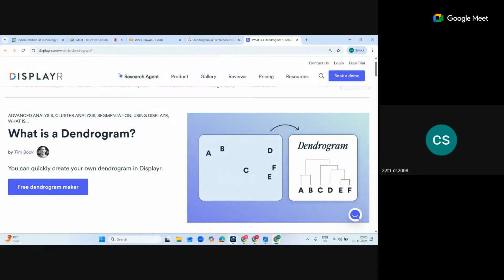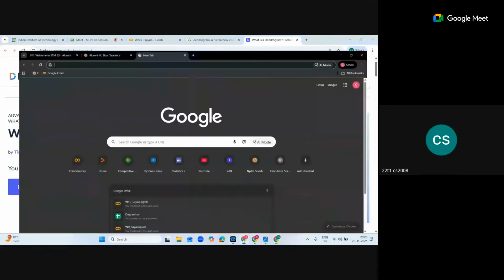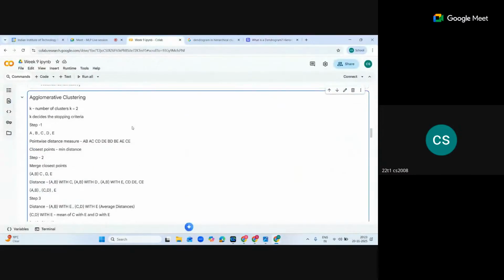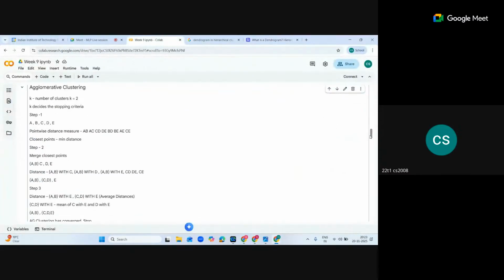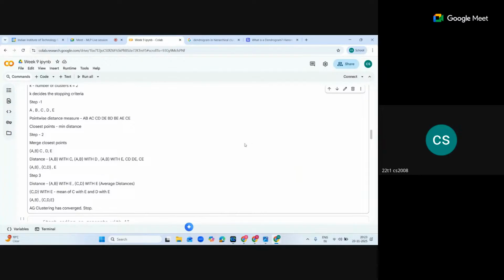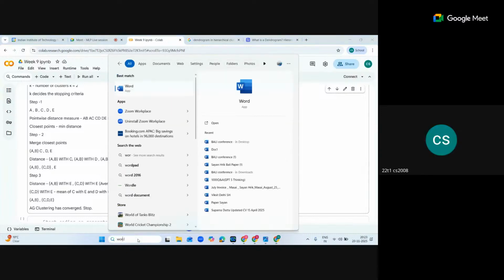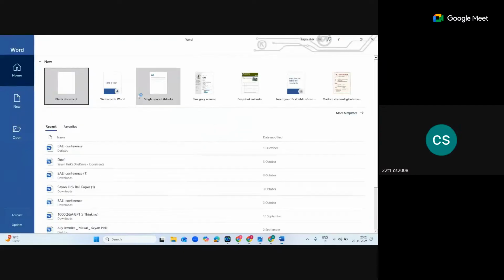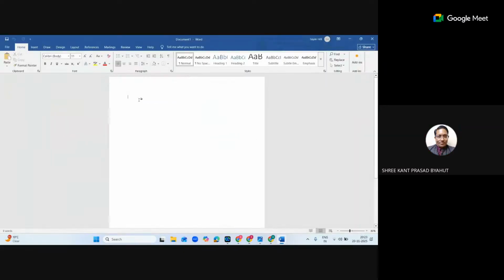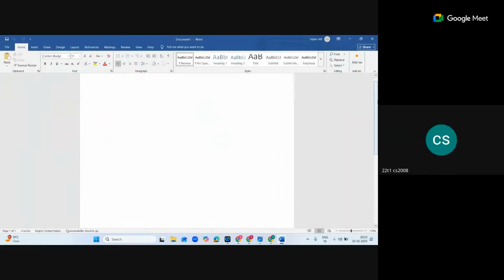So can we do one thing? Can we construct a dendrogram for what we just did right now? Let me open something where I can write, maybe a Word document. Some drawing tool is required. Yes, I'll do it with this.